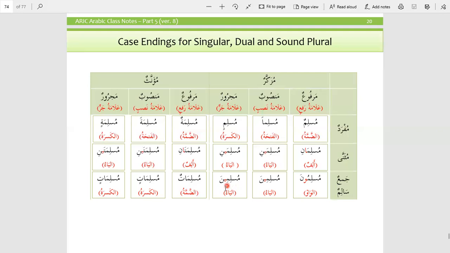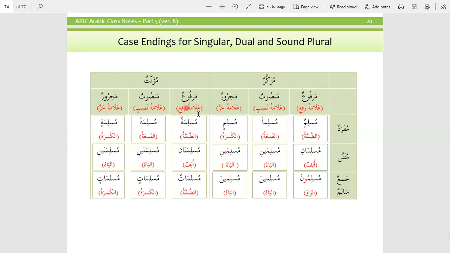Muslimina, you see the ya is just the same. Muslimina, we already saw that is mansubun and majrurun. This ya tells us a lot about being majrurun and being mansubun. You can only distinguish this using the context.